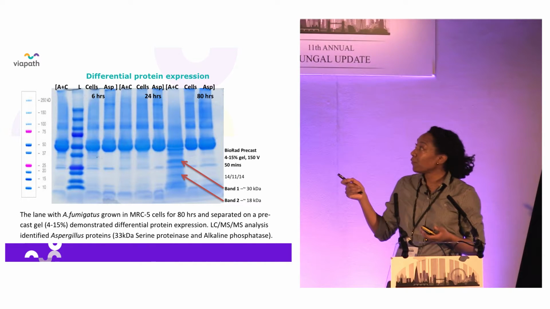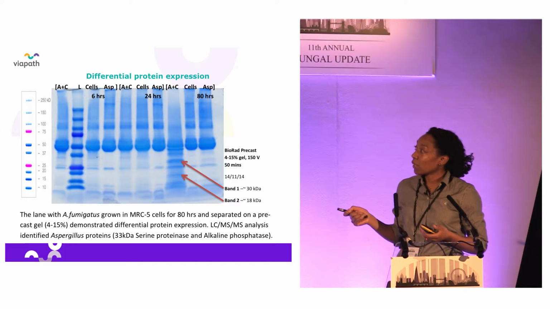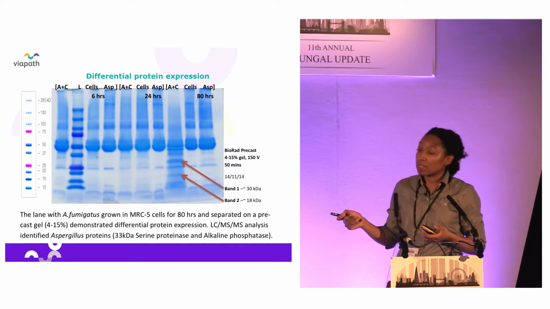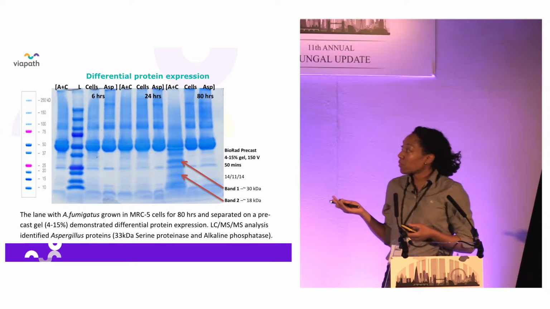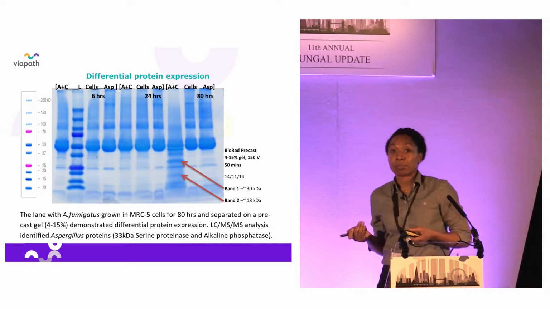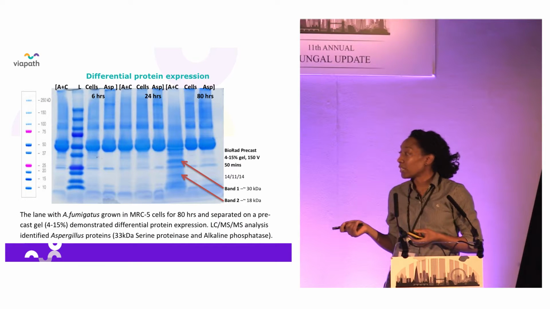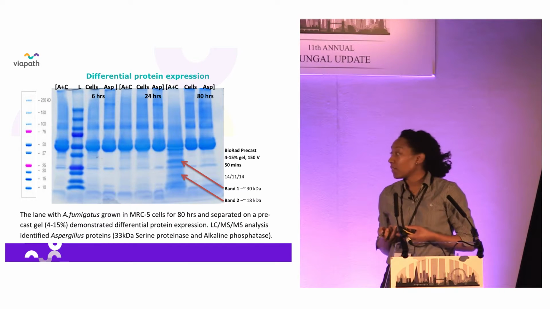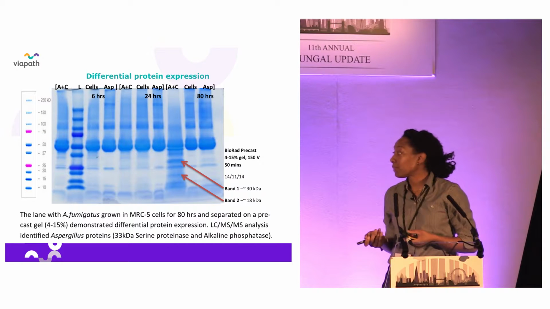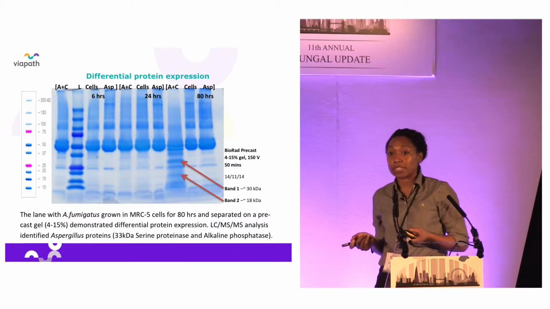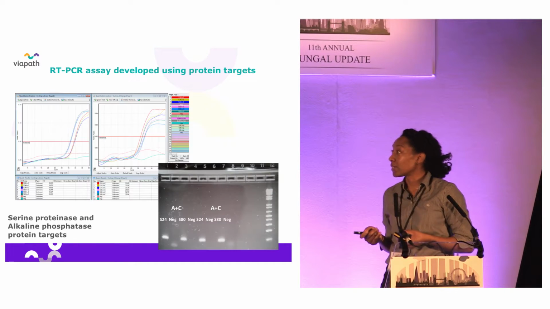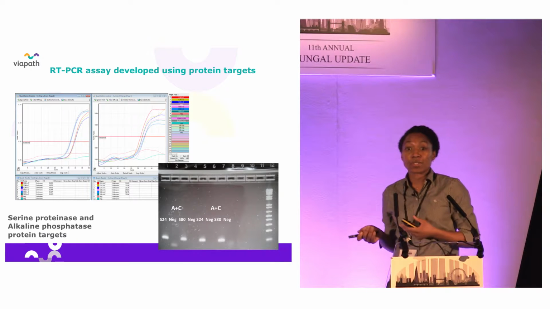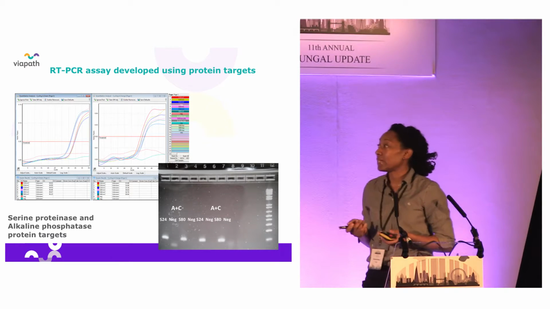But when you fast forward to 80 hours, Aspergillus plus cells showed distinct protein bands that were not present in the earlier time points. I took those protein bands, characterized them using mass spectrometry, and identified serine proteinase, which is involved in tissue invasion, and alkaline phosphatase, which is a hydrolytic enzyme. So these were two target regions that I used in order to design and develop an RT-PCR.